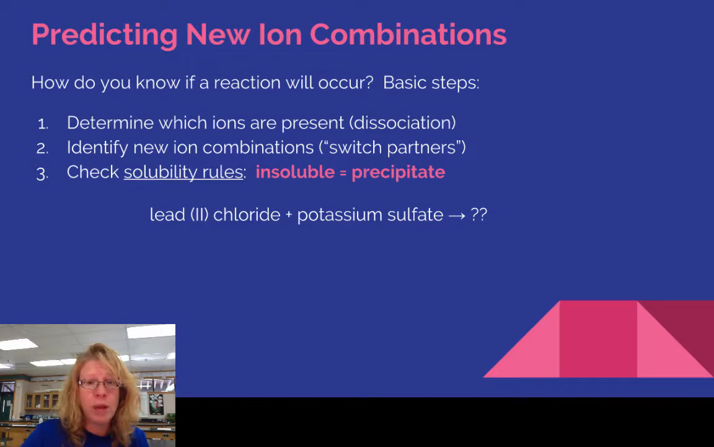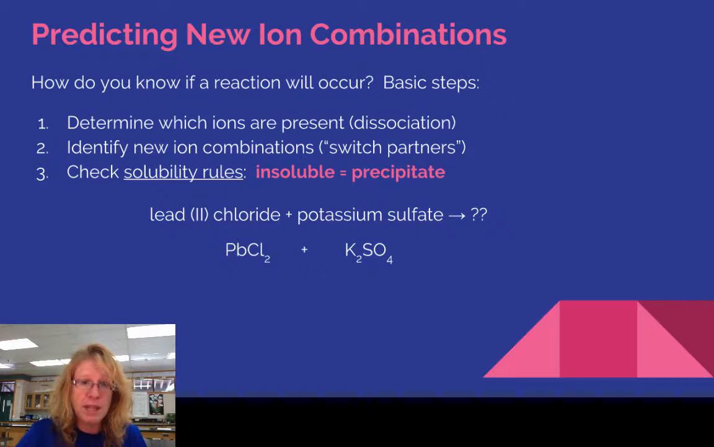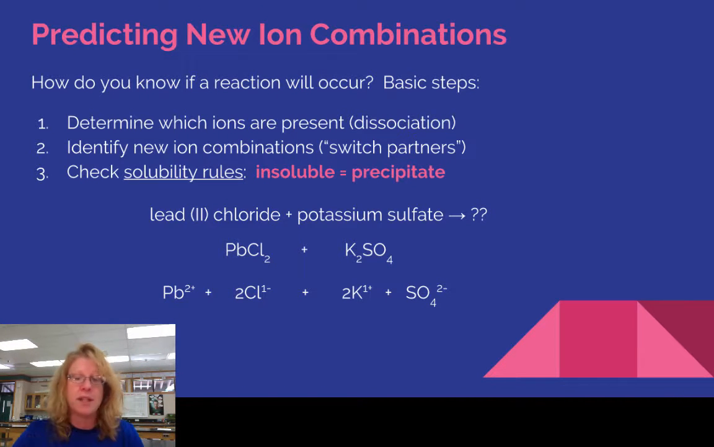If you have lead 2 chloride and potassium sulfate, will anything happen? And if it does happen, what would it be? So the first step, I'm going to apply step number 1, figure out which ions are present. So here's my 2 chemical formulas, lead 2 chloride and potassium sulfate. Here's where I start to break it apart, exploding it out into the ions. I've got lead ions and 2 chloride ions. I also have some potassium ions and sulfate ions. Again, sulfate stays as a group.